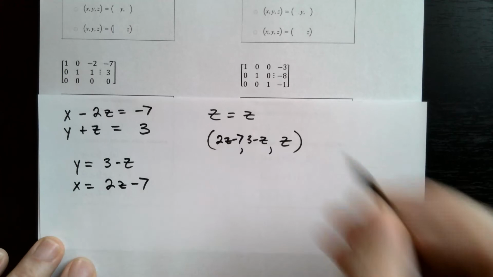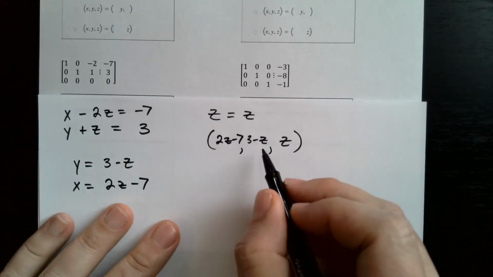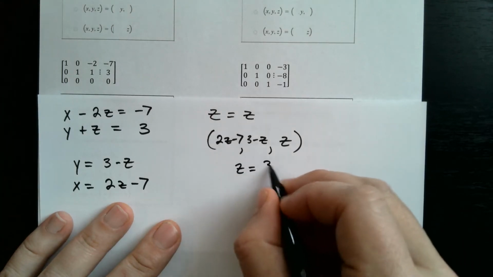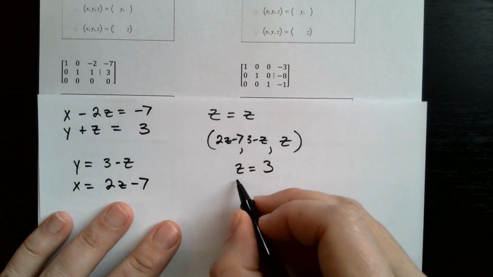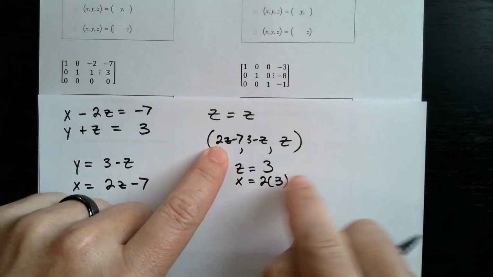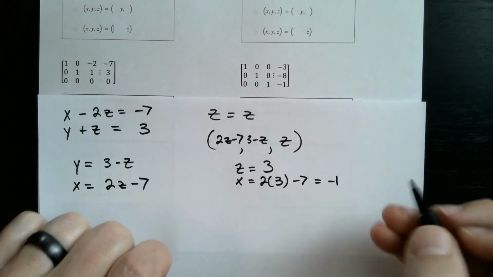2z minus 7. Okay, so that's infinitely many solutions, and we could plug in anything for z and get values out for x and y. So let's try z is equal to 3. Okay, so if z is equal to 3, let's figure out x. X would be equal to 2 times z, but we're using a 3, so 2 times 3 minus 7, that's equal to -1. So x is equal to -1.